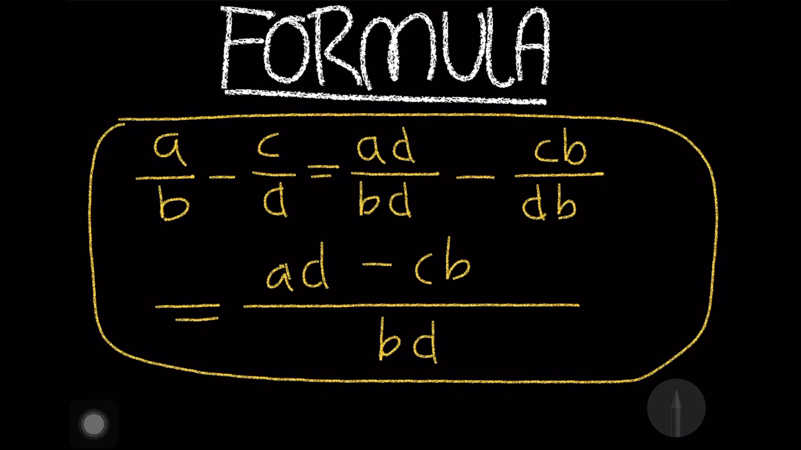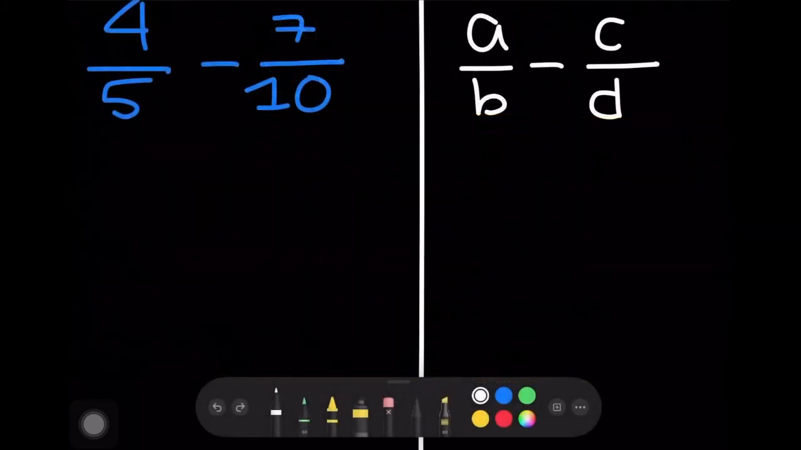So now we are going to the questions versus formula part so that you can get a better idea of how this works. So this is the question versus formula part. On the left will be the numeric example, 4 over 5 minus 7 over 10. And on the right will be the formula demonstration, starting with a over b minus c over d. And we'll be going step by step towards the answer. So let's go through it now.